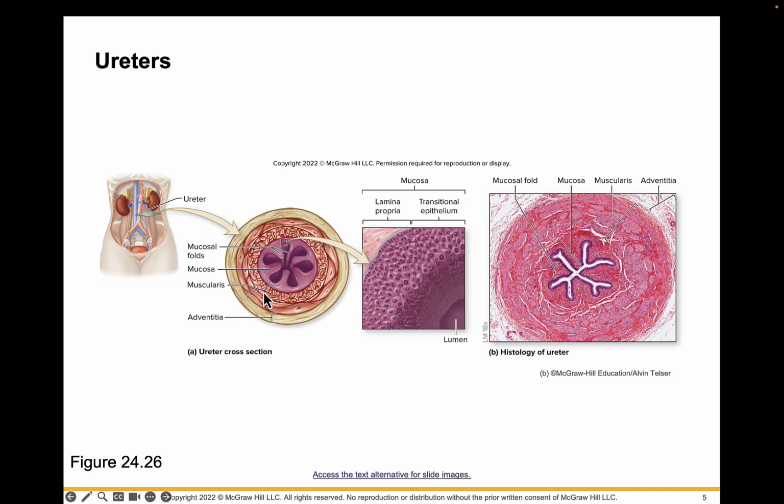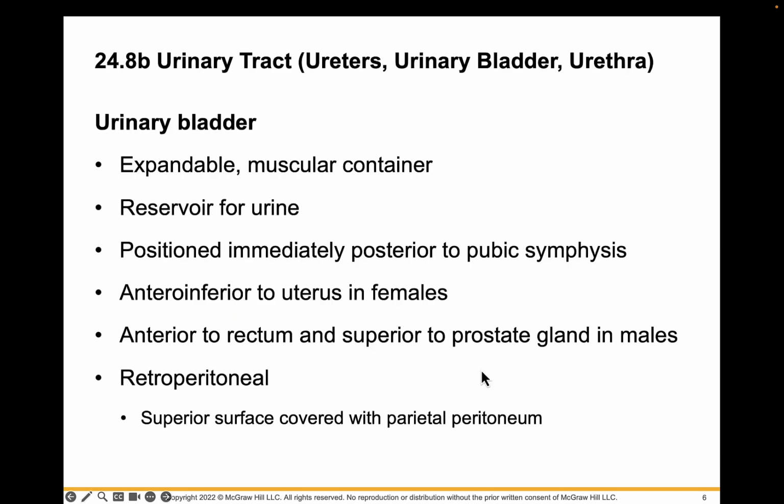We also have the muscularis here. So this is smooth muscle, and once again, under autonomic control. And there is both sympathetic and parasympathetic activity to the muscularis layer. And then there is an outermost layer, which is the adventitia. And keep in mind, that's mostly connective tissue overall.